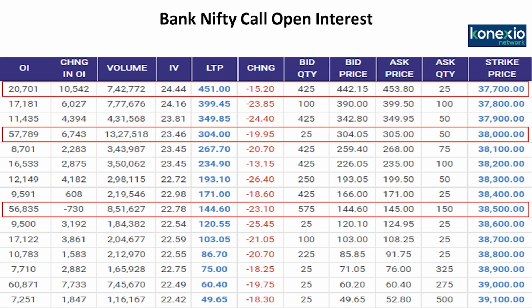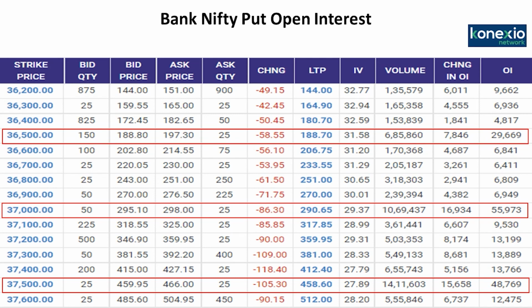The traders are expecting that Bank Nifty also might remain in a range. So on the upside, the major resistance for the Bank Nifty could be 38,500. Now let us see what we have seen in Bank Nifty puts. You will see on the screen, the action was seen in 37,500 puts in Bank Nifty, then 37,000 puts, and 36,500 puts.